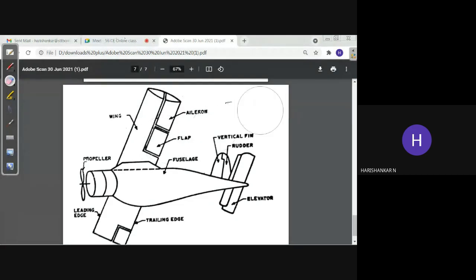And what about the tail part? Here in the tail part you can see mainly we have three components. These are the elevators, then fin and rudder. What is the significance of this elevator, fin and rudder? Here you can see the elevator. For the elevator you can refer to this figure.